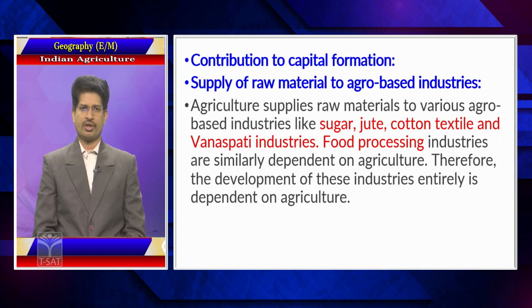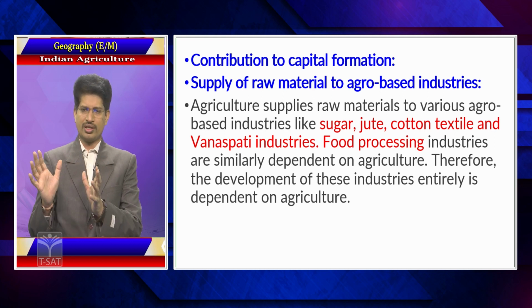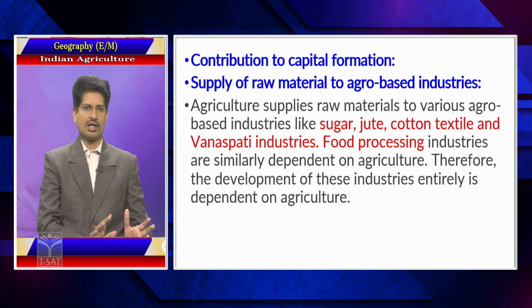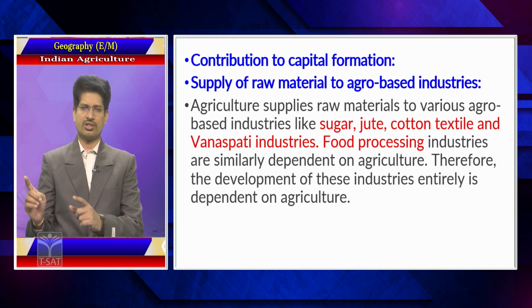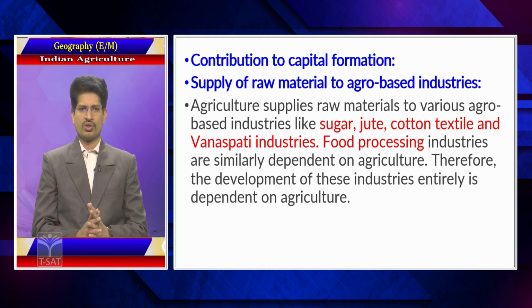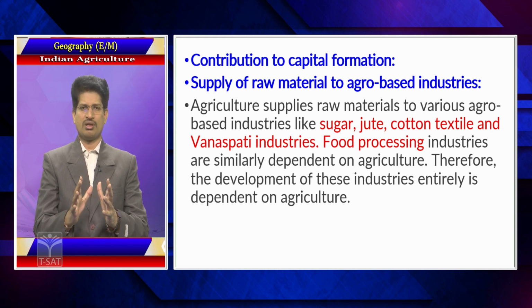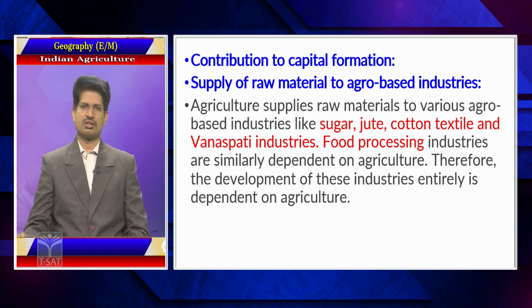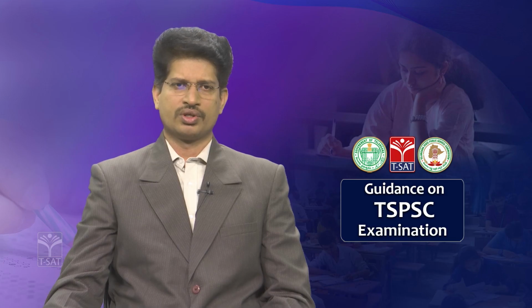Support of raw material to agro-based industries. The supply of raw material to agro-based industries led to the development of industries because of agriculture. The sugarcane industry can exist only when there is raw material being supplied from agriculture. The cotton and textile industry can survive only when there is cotton being supplied from agriculture. So all these industries are dependent upon agriculture, which is another significance of agriculture.